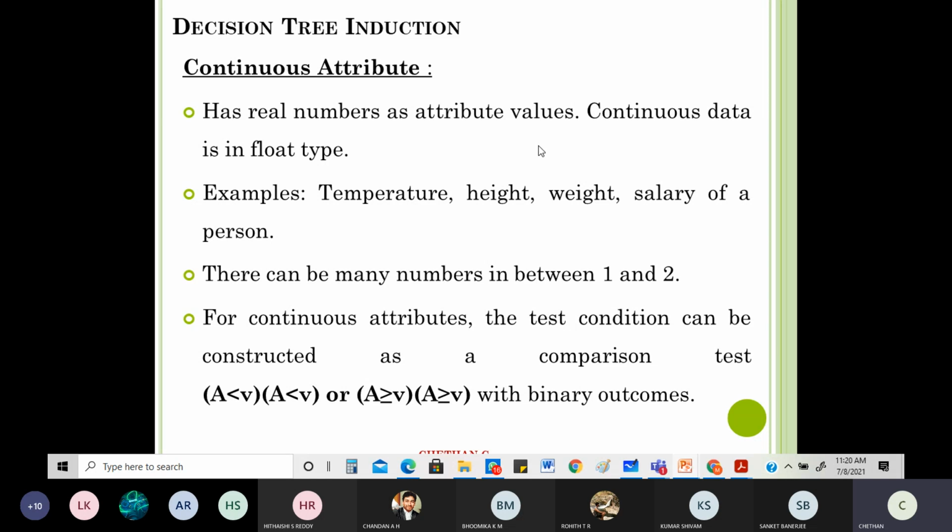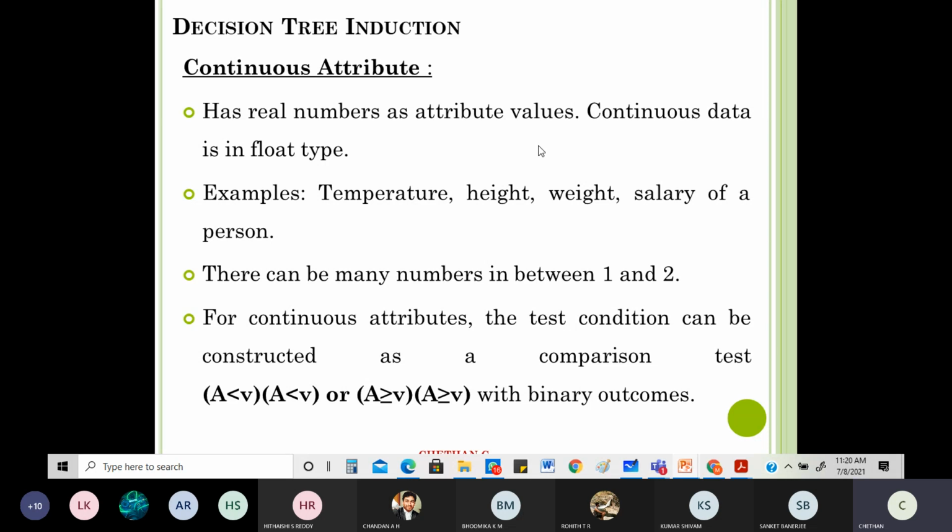For continuous attributes, the test condition can be constructed as a comparison test. What's a comparison test? A less than V, A less than or equal to V, A greater than V, and A greater than or equal to V, with binary outcomes. What's the meaning of binary outcomes? True or false. It can even be constructed like that.